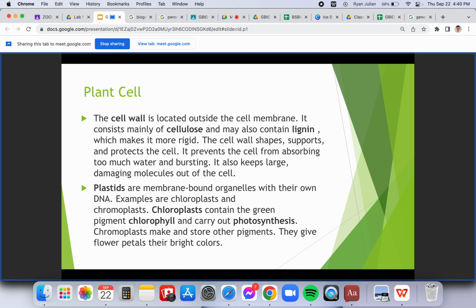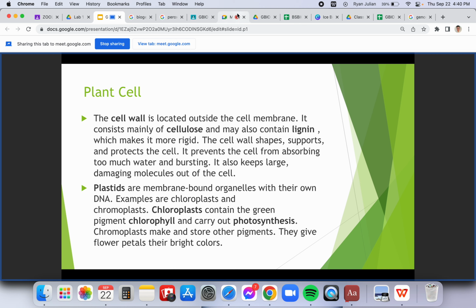Hindi po siya pwedeng banatin however you like. So it cannot be deformed in many ways, making it a rigid structure. The cell wall shapes, supports, and protects the cell from harsh conditions the cell might be in. Especially knowing the fact that a lot of substances, whether wanted or unwanted, can pass through the cell. Because to begin with, cells are semi-permeable.